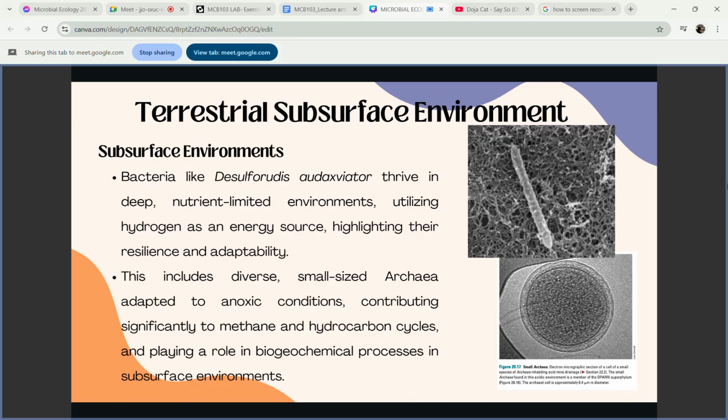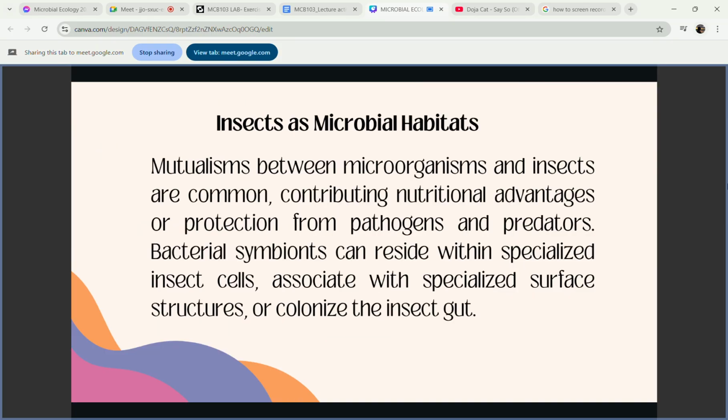There are also archaea that thrive in the subsurface environment, wherein they adapt to anoxic conditions, contributing significantly to methane and hydrocarbon cycles. And they play a role in biogeochemical processes in the subsurface environment. So next slide, please.